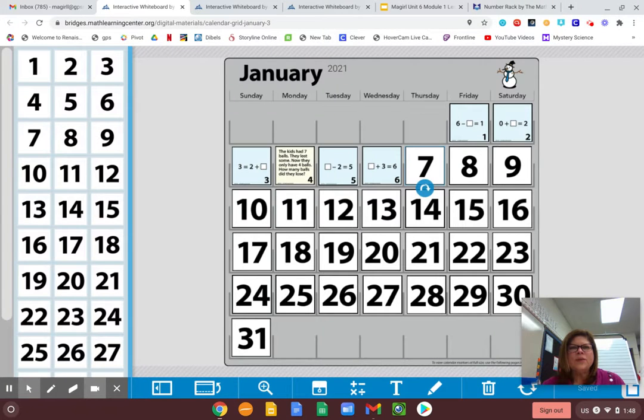First graders, it's Mrs. McGurl, and today we're going to move on with our number corner by looking at the calendar. We have the month of January in the year 2021. We left off by uncovering Wednesday's day 6. So now today is Thursday, January 7th.